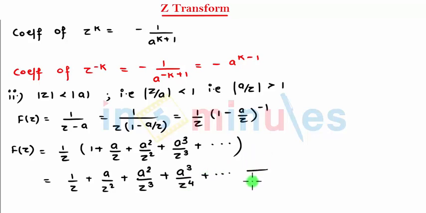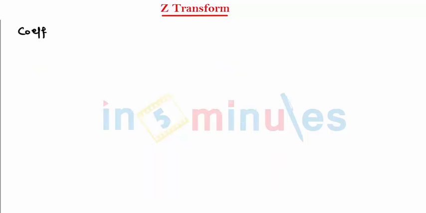If you write this as z raised to k, I will be writing this as a raised to k minus 1, which can be directly written as z raised to k in the denominator. I write the coefficient of z raised to minus k. So the coefficient of z raised to minus k comes as a raised to k minus 1. That is my coefficient. In this way you need to do binomial expansion.